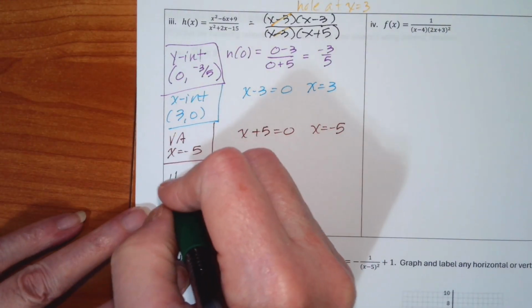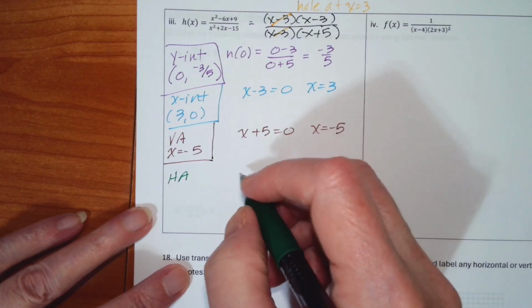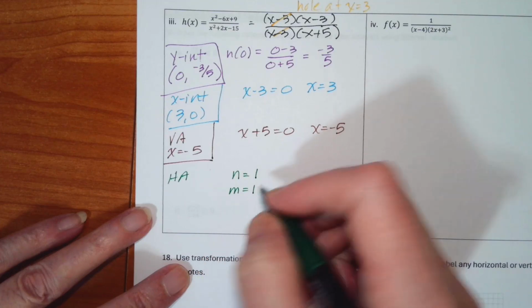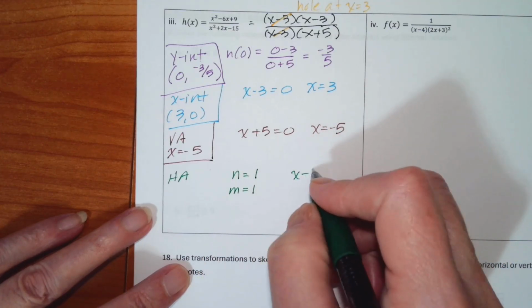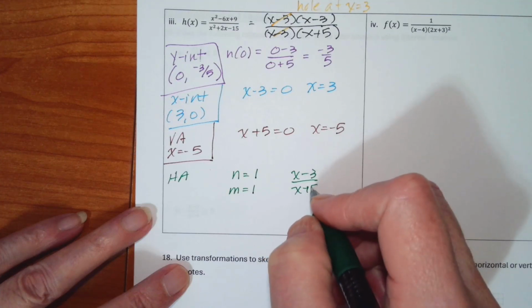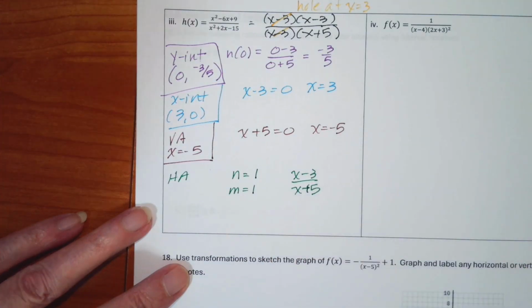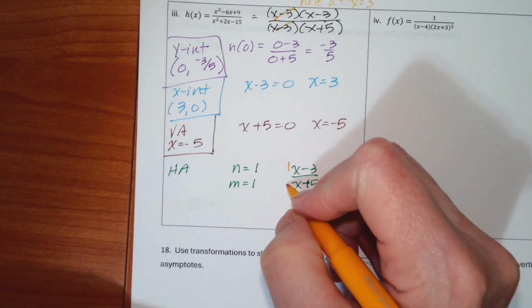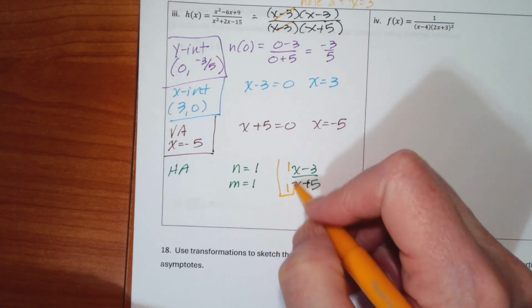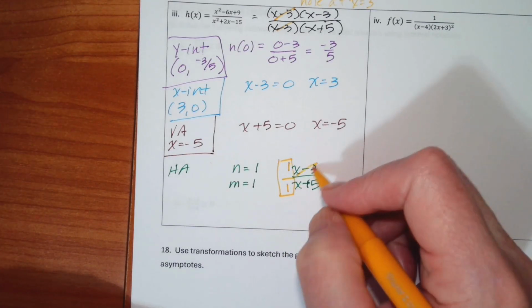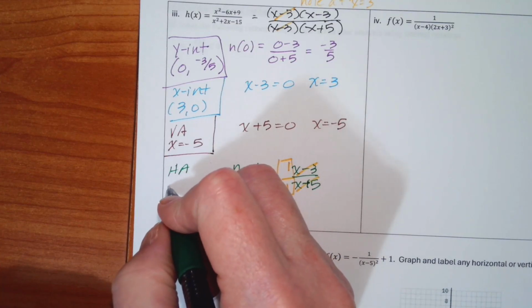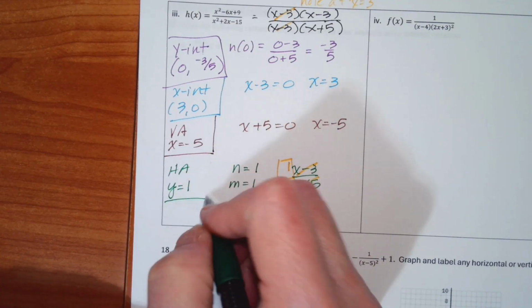And then lastly, for my horizontal asymptote, I look at my degrees. The degree of my numerator is 1, the degree of my denominator is 1. So if I look at x minus 3 over x plus 5, the only thing I look at is the coefficients of my x terms. Everything else falls to the wayside. So my horizontal asymptote, a horizontal line, is y equals 1.